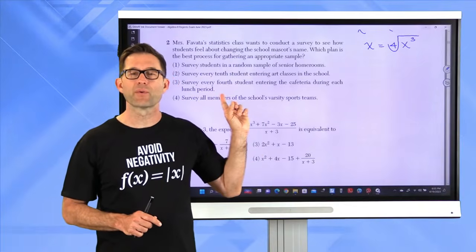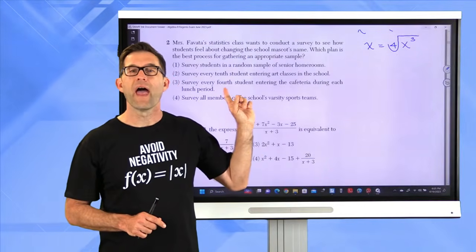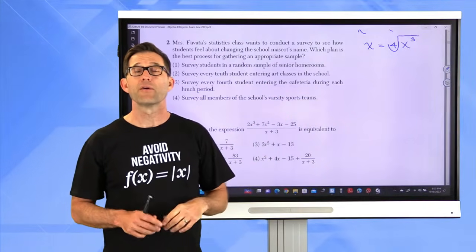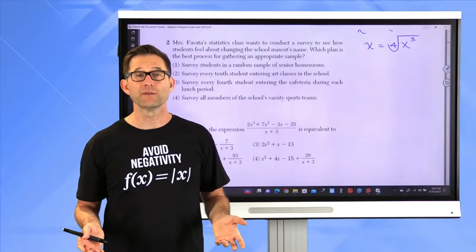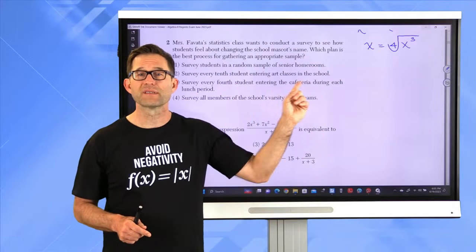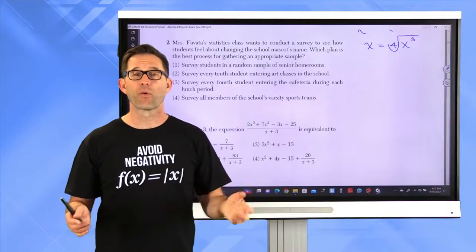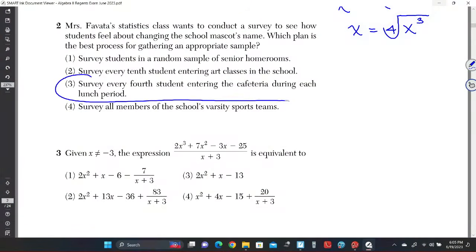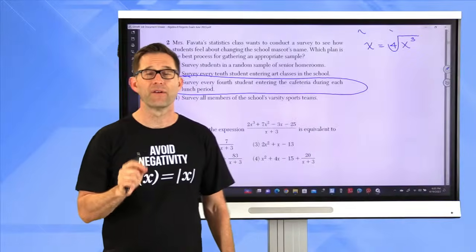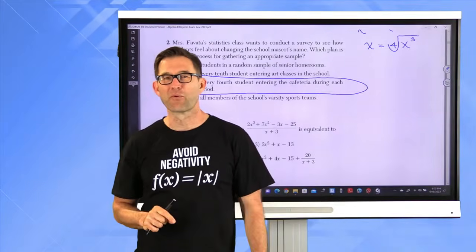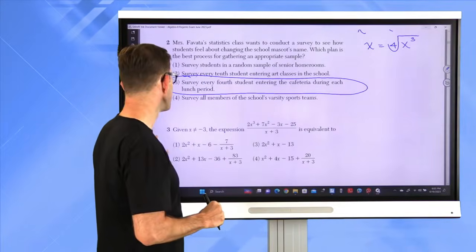On the other hand, choice 3, which is the correct choice, survey every fourth student entering the cafeteria during a lunch period. The premise here is that all students eat lunch, and therefore, we're going to get a broad cross-section by surveying every fourth student who comes into the lunch period. All right, so we're trying to find something that doesn't have any bias in it, and number 3 is the only one like that. All right, let's take a look at a problem that really gets into some nitty-gritty algebra in this course.